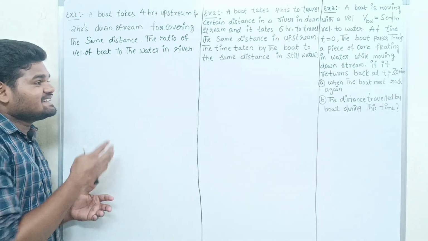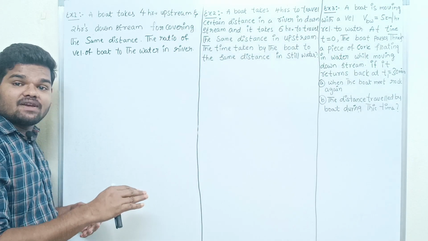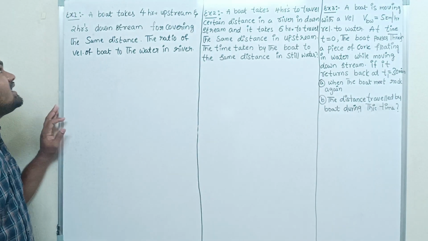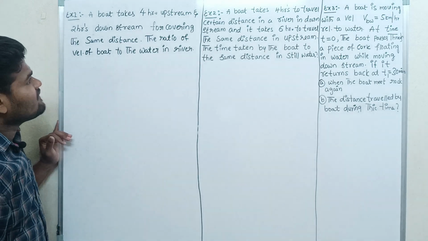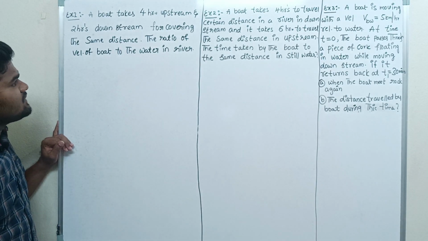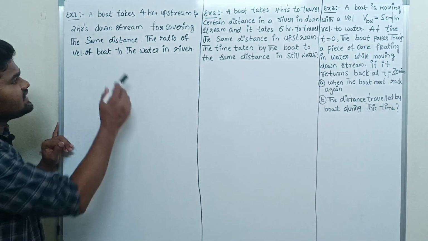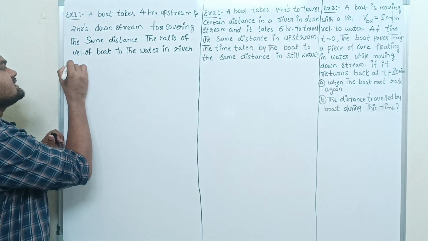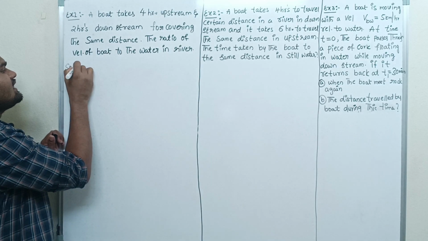Right. So I'm just bringing 3 example problems based on our concept. So have a look at the first example problem they have given. A boat takes 4 hours upstream and 2 hours downstream for covering the same distance. Find the ratio of velocity of boat to the water in river. So already we have the formulas for upstream and downstream.